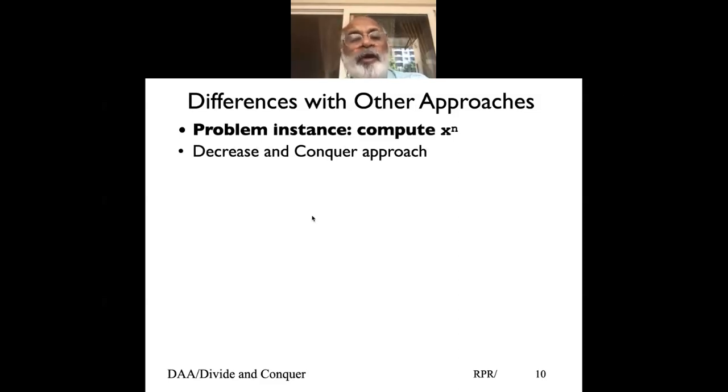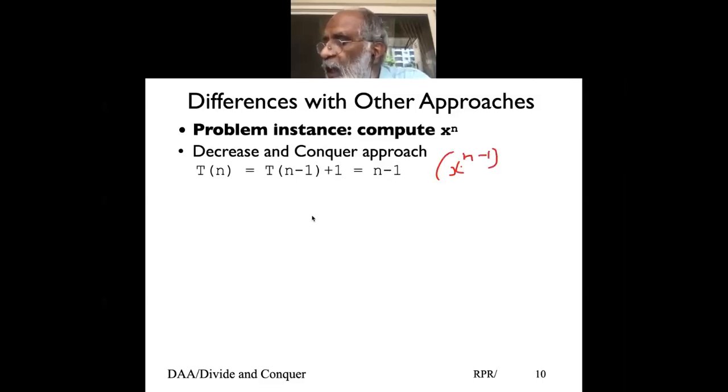Let's say we need to compute x raised to power n. In the decrease and conquer approach, we'll compute x raised to power n minus 1. If we can find the solution of x raised to n minus 1 and then multiply by x, we should do that. So let's say I have a function f(n), because n is the variable and x I know. If I can solve f(n minus 1) and multiply by x, I'll get x raised to power n. This is decrease and conquer by 1.